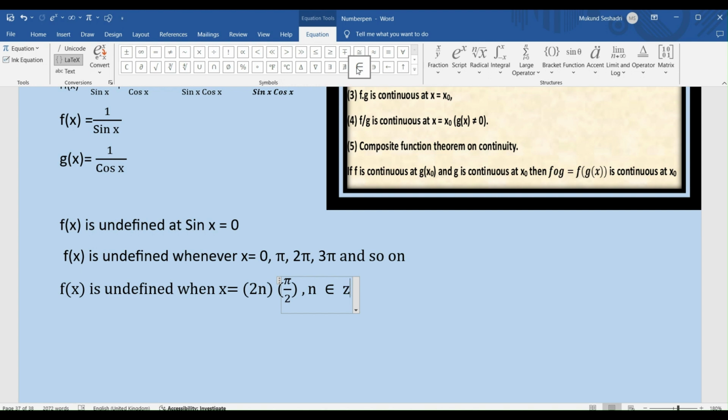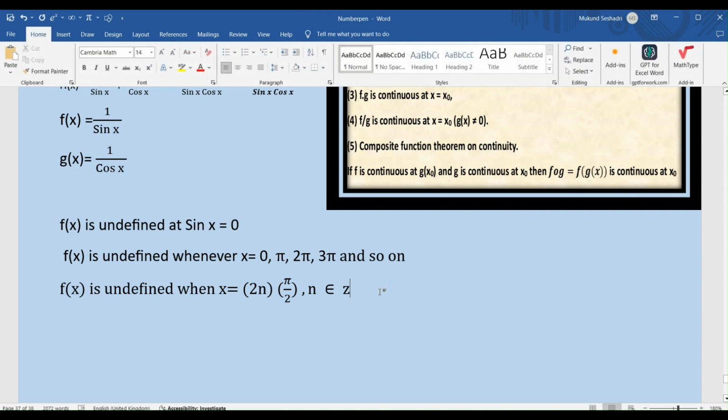Whenever x equals an even multiple of pi by 2, we know that sine x takes a value 0, and therefore f of x is undefined, right? So that is how we write this. And then let me come to my cos x, right? And very similarly, g of x, which is my 1 by cos x, is undefined whenever cos x equals 0, right?